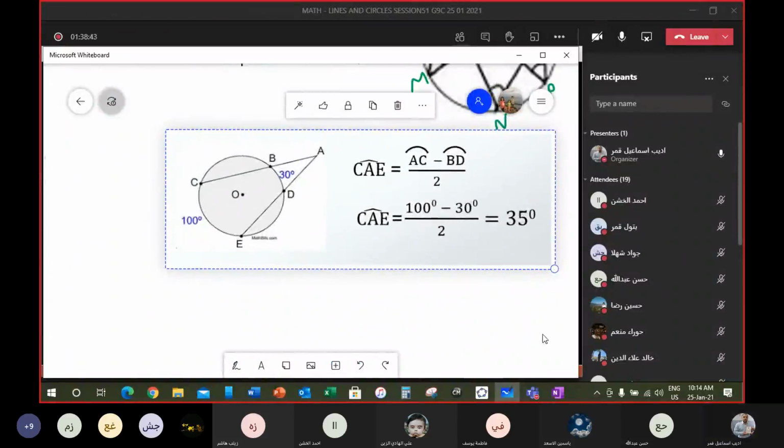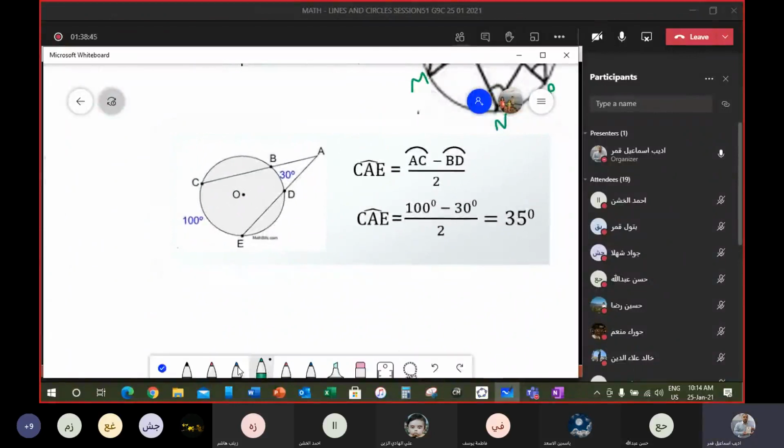Okay. Now we want to find the measure of this angle. هيدي الانجل اللي بدي الاقي الميجر تبعه. حددتها وين؟ بالاخضر. حددتها بالاخضر.